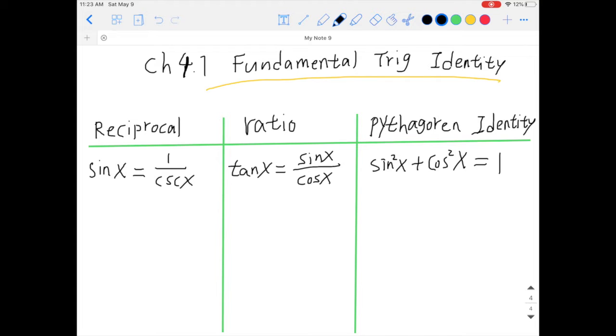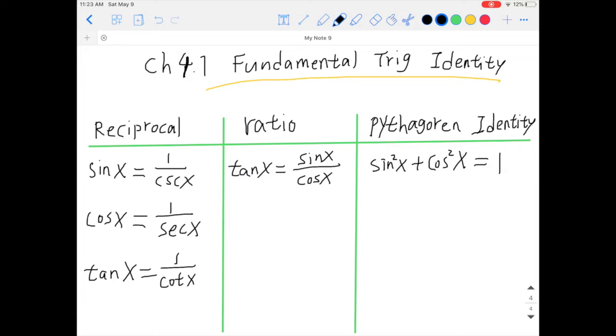Today we'll be talking about chapter 4.1, fundamental trig identities, and there are three parts to the formula. First is reciprocal. If we have sine of x, it should be equal to 1 over cosecant of x. According to this, if we have cosine, then we expect to have 1 over secant of x, because secant of x and cosine of x are inverse functions. How about tangent? 1 over cotangent x.